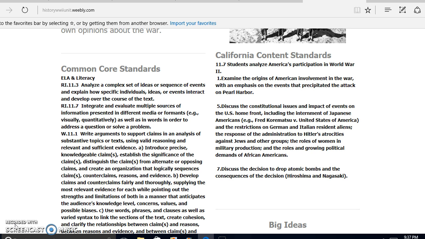The response of the administration to Hitler's atrocities against Jews and other groups, the roles of women in military production, and the roles in growing political demands of African Americans. And last, discuss the decision to drop atomic bombs and the consequences of the decision in retrospect to both Hiroshima and Nagasaki.